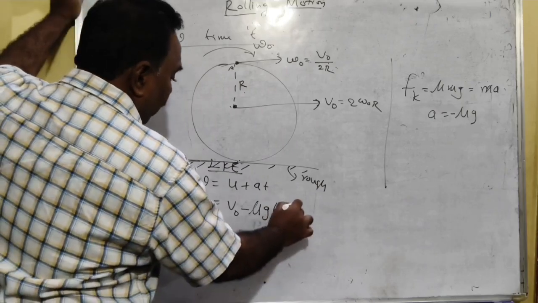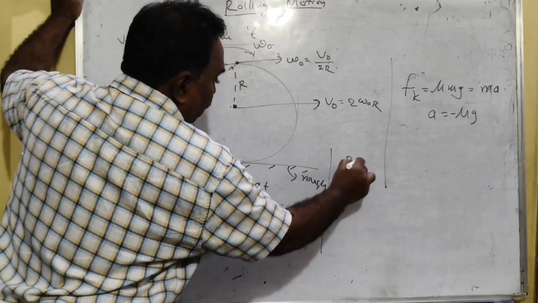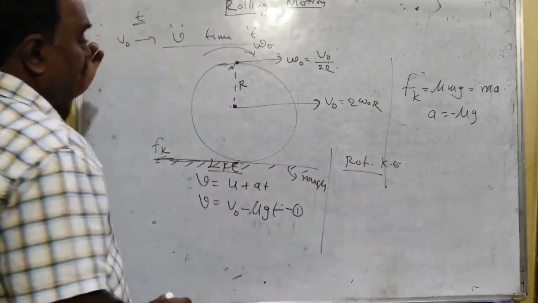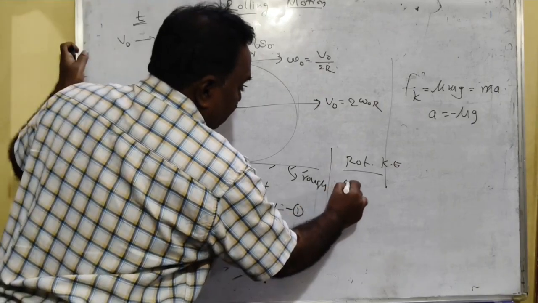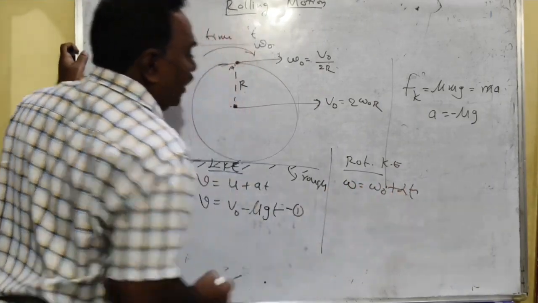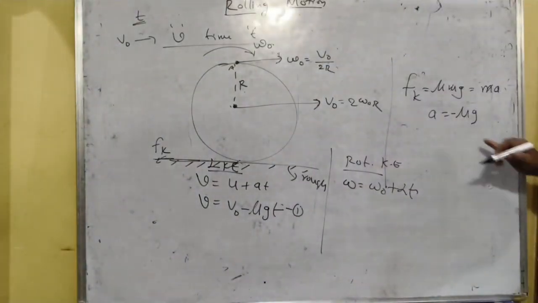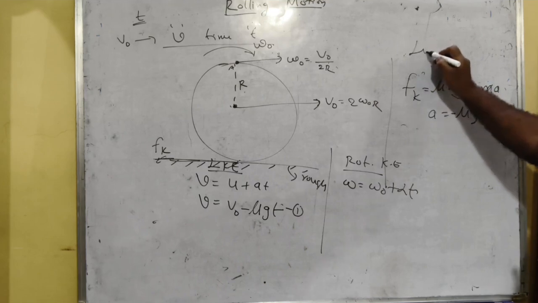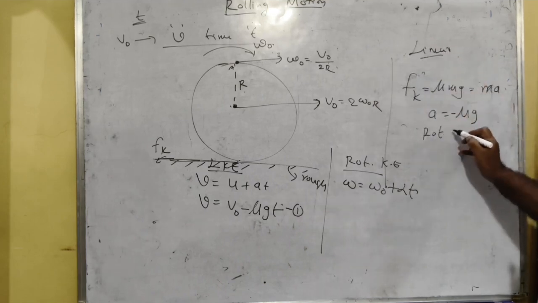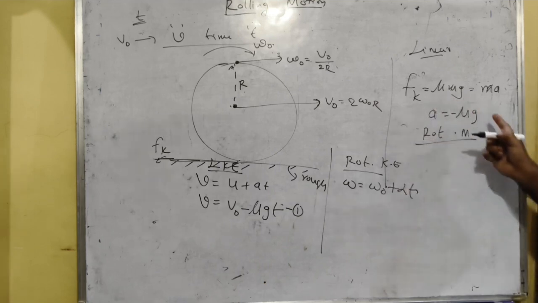This is equation 1. This is the linear kinetic equation. As far as the rotatory motion is concerned, what are the rotatory kinetic equations? Omega is equal to omega naught plus alpha t. Similarly, just as we calculated the linear acceleration from the linear motion, from the rotatory motion we will obtain the angular acceleration from the rotatory equation.